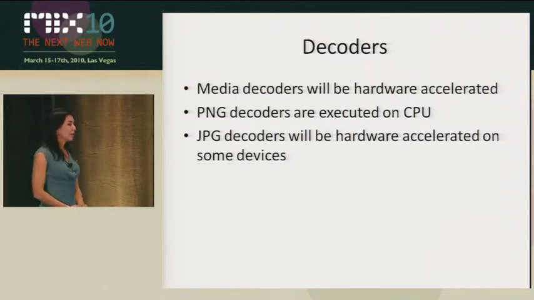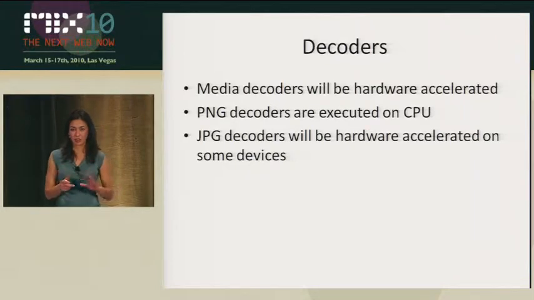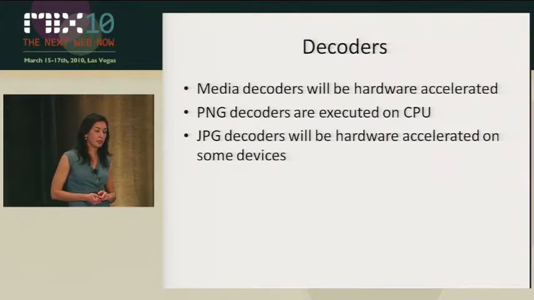The media decoders on Silverlight for Windows Phone only, not desktop, will be hardware accelerated on all devices. This is all of our media decoders. The PNG decoders are going to be executed on the CPU, and the JPEG decoders will be hardware accelerated on some, if not all, devices. I think that's still TBD.